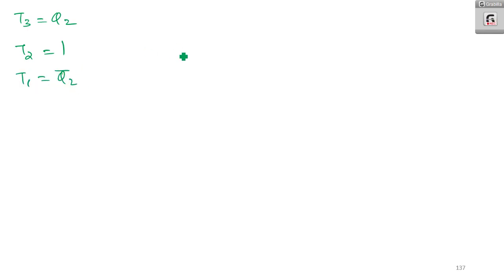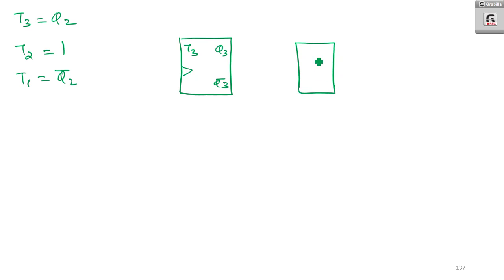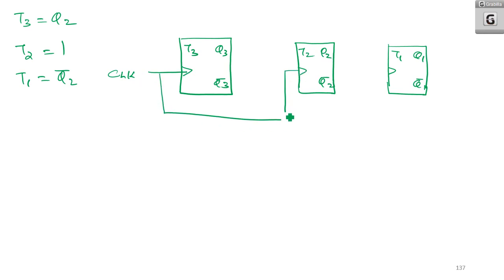Now how to draw the circuit? First you can draw T3, that is you are having Q3 and Q3 bar. There is a clock. Next is T2, with Q2 and Q2 bar. Clock is there. Then comes T1, you are having Q1 and Q1 bar. Now the clock signal is common to all these three.